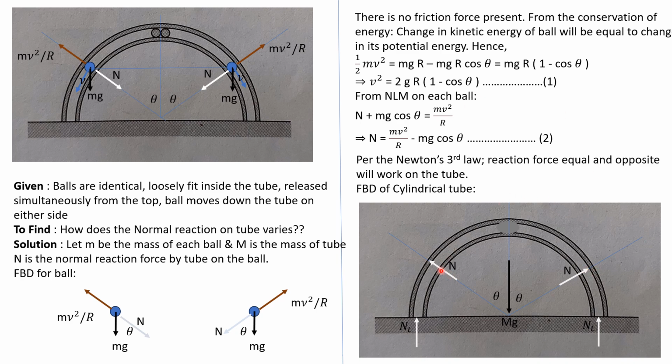Here we have shown the free body diagram of the cylindrical tube. So from Newton's third law, you know that the tube is applying a normal reaction force on the ball in this direction. So the ball will offer exactly in the opposite direction and equal in magnitude in this direction. That has been shown here.